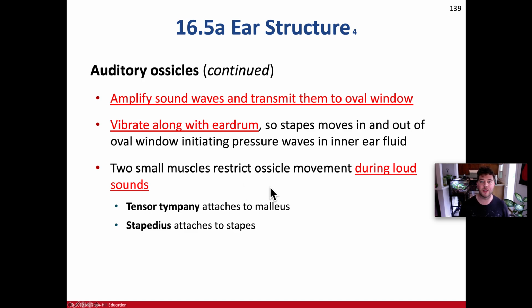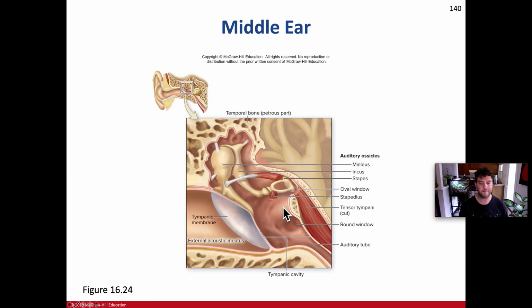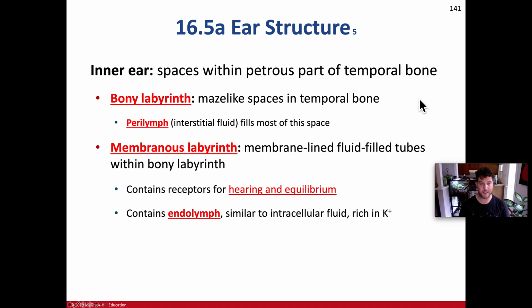So just to make sure that the little ossicles don't vibrate too hard, you have these muscles, the tensor tympani and the stapedius, that are going to restrict their movement just ever so slightly. Here is a representation of that. You have your tympanic membrane, you can see your malleus, your incus, and then your stapes up against this oval window. And again, they'll transmit the signal from the tympanic membrane through the stapes and the oval window into the inner ear to transmit those vibrations, amplify and transmit.